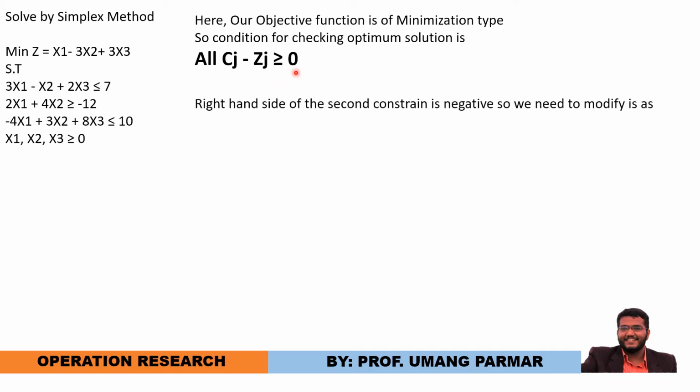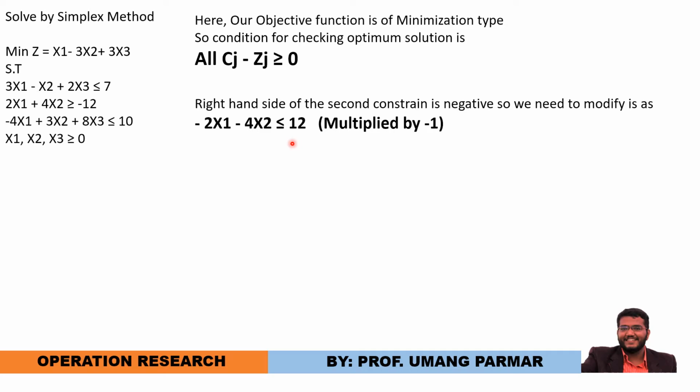One more important thing about the linear programming problem is that whenever the right hand side is negative, as in the second constraint, it should be modified, and we multiply it by minus 1. So our modified second constraint becomes minus 2x1 minus 4x2 less than or equal to 12.